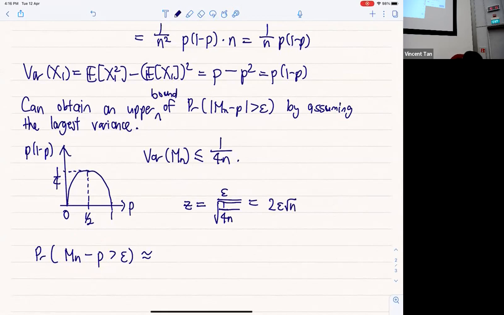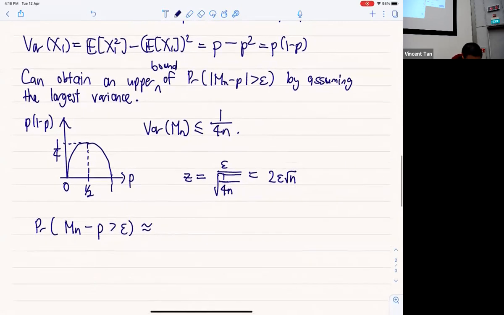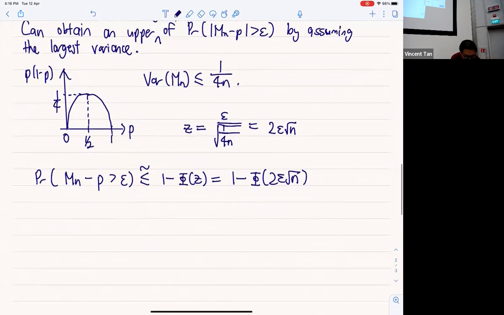So when we try to compute this particular probability, what we need to do is basically estimate it using the central limit theorem. That becomes 1 minus phi of z, because phi is pointing in this direction. This approximation comes about by assuming that the number of voters is large. We can plug in the z, which gives 1 minus phi of 2 epsilon square root n.